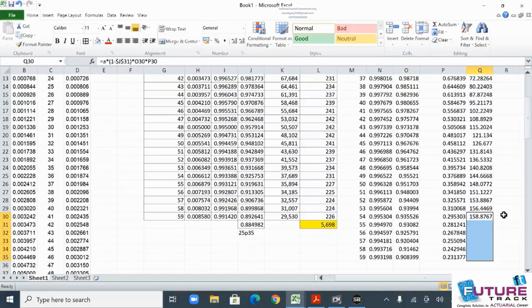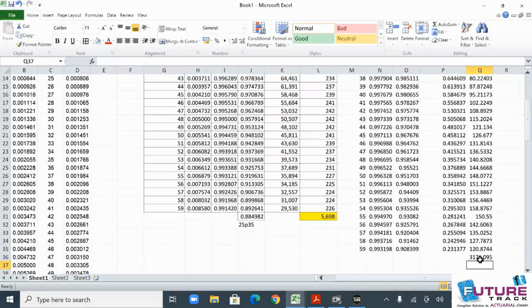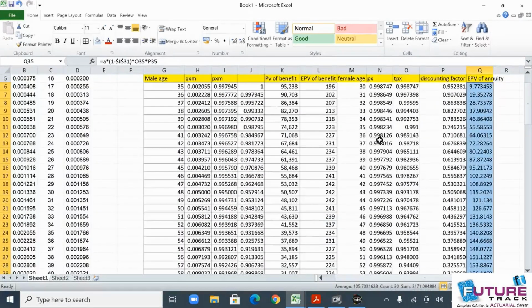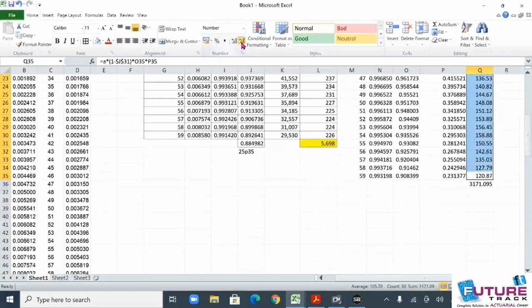Now again drag, control down, and alt equal to class. So class, this is my answer for EPV of benefit of annuity class. So class, this is a very good question which was asked in one of your exams. Fine.